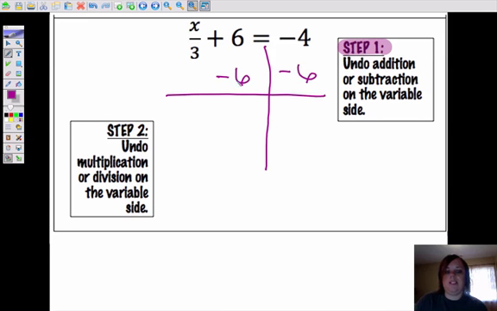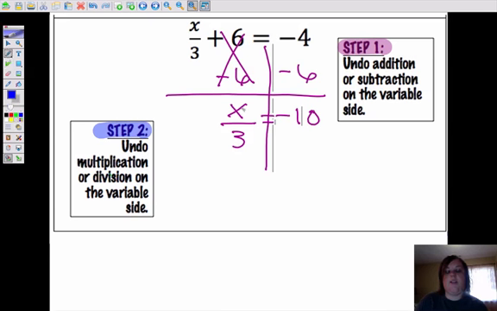Then the positive 6 and the minus 6 cancel out, and the negative 4 minus 6 is equal to negative 10. It's always important that you're looking at the signs of everything you're doing. That's really important. And then on the left side, I have x divided by 3. So I have x divided by 3 is equal to negative 10. And then step 2 again, undo the multiplication or division on the variable side.